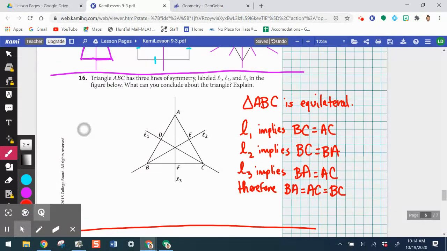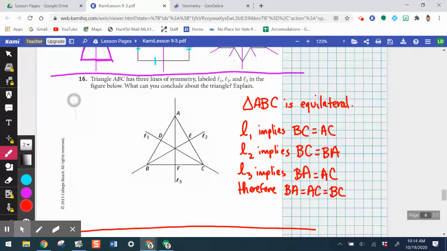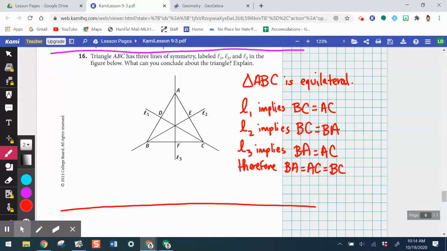So in item 15, we saw this is an isosceles triangle because it only had one line of symmetry, such that this half can fold perfectly on this half. And then in item 16, they tell us triangle ABC actually has 3 lines of symmetry labeled L1, L2, and L3 in the figure below. And what can you conclude about the triangle? Well, I said that triangle ABC is actually equilateral. That's the type of triangle when all 3 sides are in fact congruent. So an equilateral triangle has all 3 sides congruent to each other.